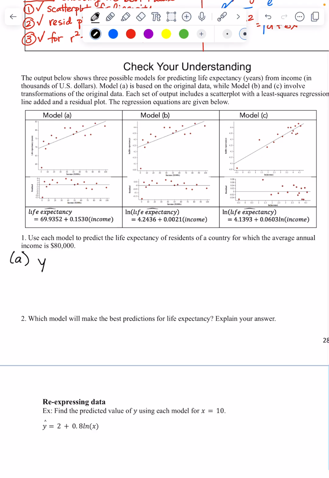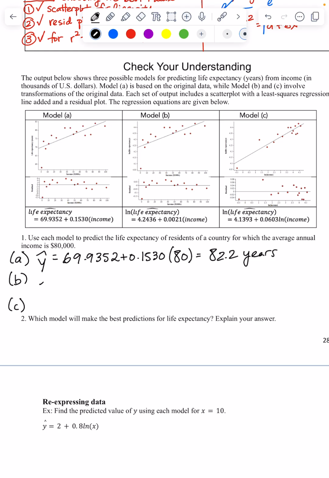You should get y hat equals 69.9352 plus 0.1530 times 80. And you should get 82.2 years. That one is kind of standard, okay? No transformation going on there.